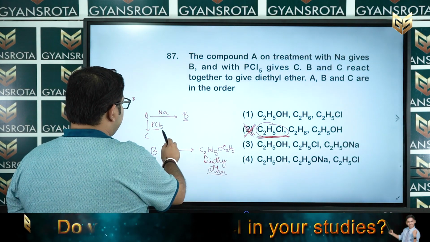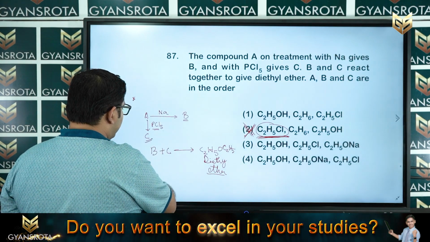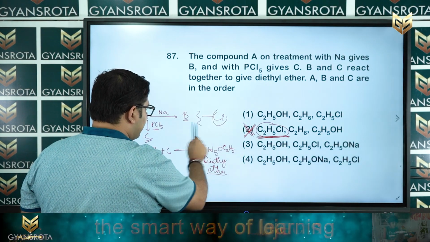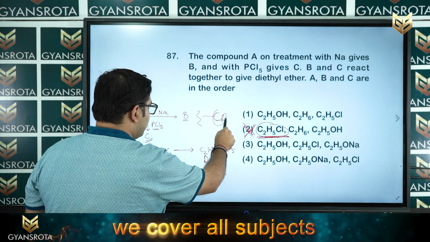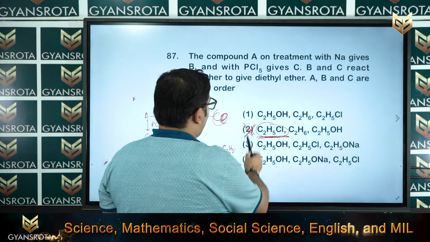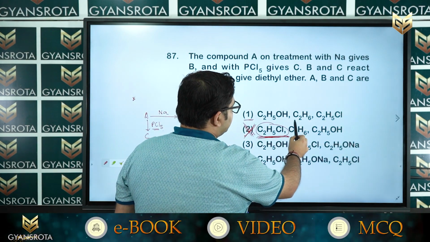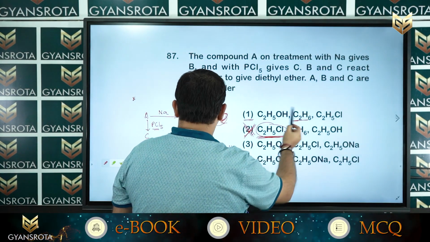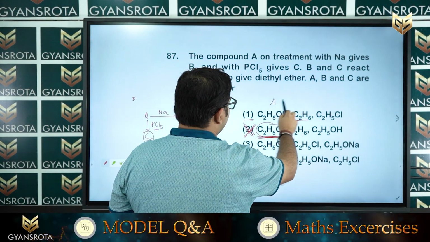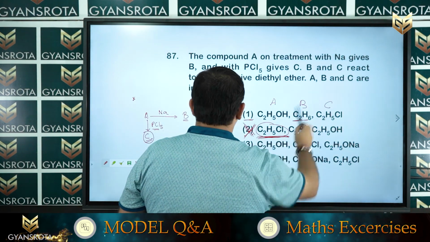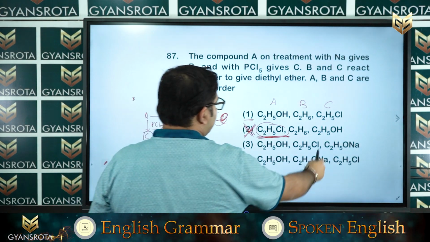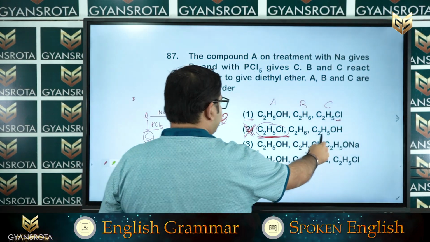Now, PCl5 means whatever C we are getting, it should definitely contain Cl. At the end, in the product, you have to find Cl. Now, if you see option number 1, C2H6, no, it is not possible, because I already said the C should contain that Cl. So, if this is A, this is B and this is our C, C has Cl. So, this may be the answer.